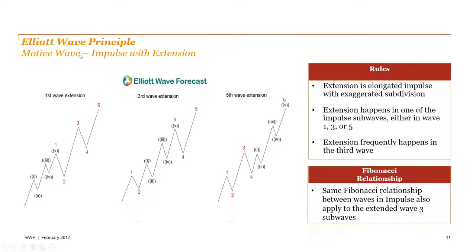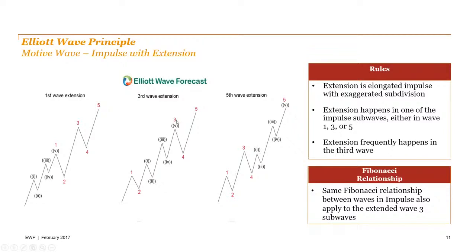This is another motive wave. As I said, you only have motive wave and corrective wave. Motive wave is always 5 waves, very simple. But there is a variation of 5 waves. This is called impulse with extension, which is pretty simple. The extension can be in wave 1, wave 3, or wave 5. So you should see here, by far the most common is this extension here, 1, 2, 3, 4, 5 in wave 3. So wave 3 is subdivided into another 5 waves here.